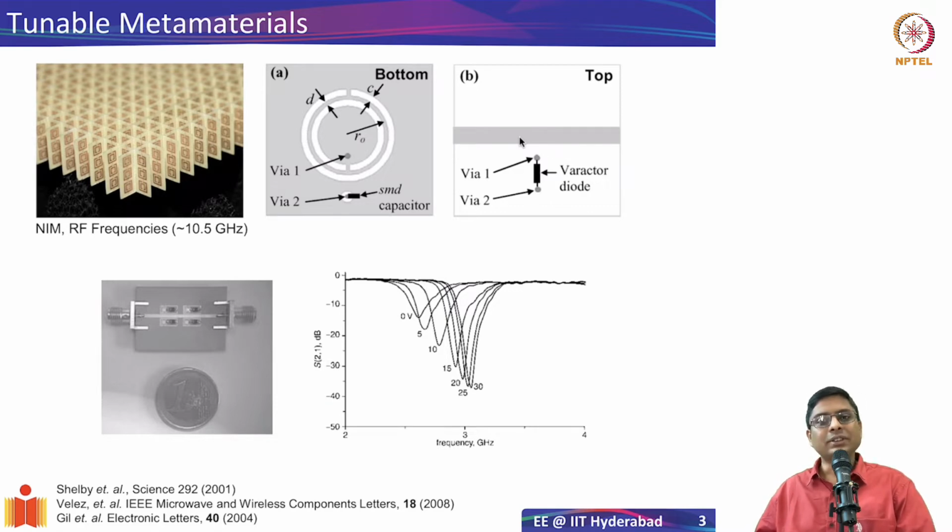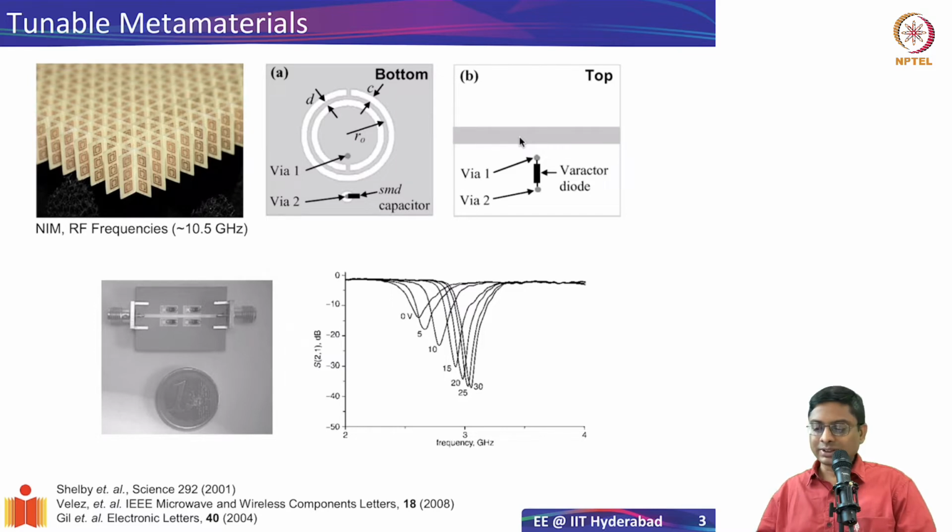So in the context of the negative index material shown here, this was the split ring resonator, right? And we saw that the resonance is because there is an L and a C in this structure, the inductance and the capacitance. And if you want to change the resonance frequency, you will have to change one of them. So one of the easiest things to change is the capacitance.